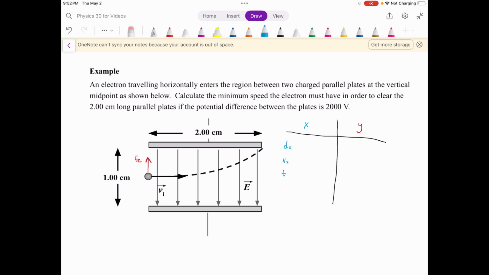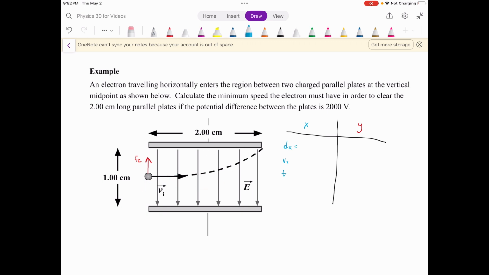So what do we know? We know it needs to travel 2 centimeters to clear the plates, right? It's asking us what's the minimum speed it could be moving to clear the plates. Because what is going to happen here is the electron is going to be pulled up to this plate and crash into it eventually, right? The only way to avoid that is to be going fast enough that by the time it accelerates vertically to this plate, horizontally, it's already traveled the 2 centimeters it needs to have cleared them.